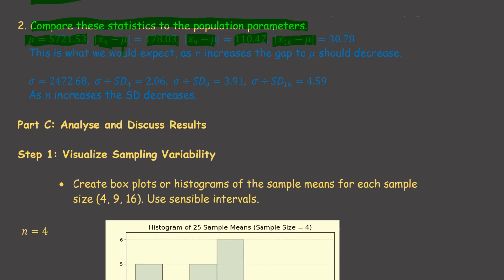So despite the fact that this one's really close, and these are not exactly what we see, we can see that the standard deviation is actually decreasing as we increase the size of the sample. And so if we move on to analyze and discuss results, visualize sampling variability.